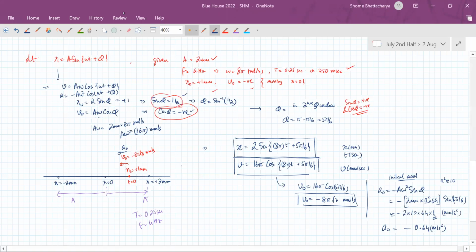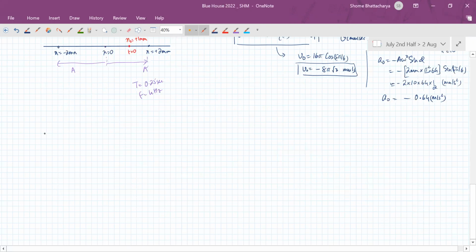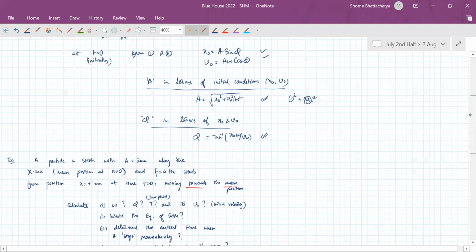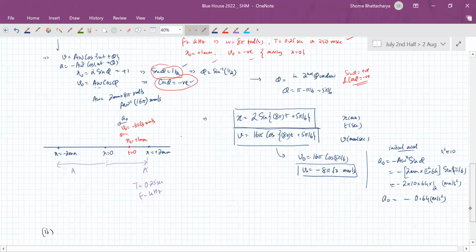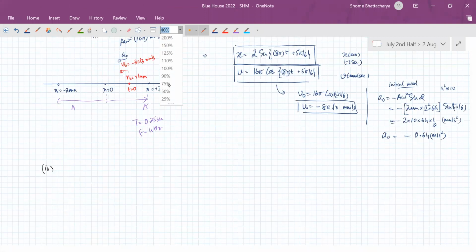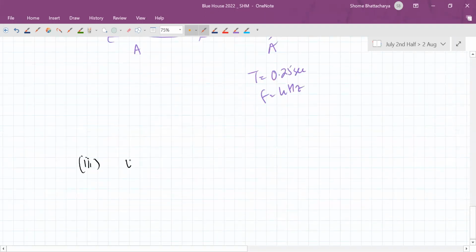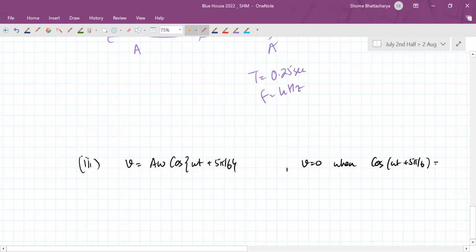Okay, so let's check out the answers. Third part, was it, or second part? Equation of SHM we've written, so the third part: earliest time when it stops. We've already got the velocity as a function of time, a omega cos(omega t plus 5 pi by 6). So v is equal to 0 when cos(omega t plus 5 pi by 6) is equal to 0.